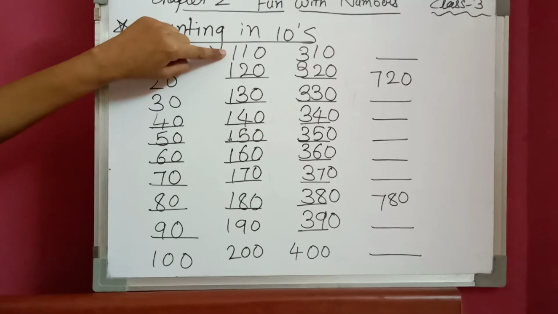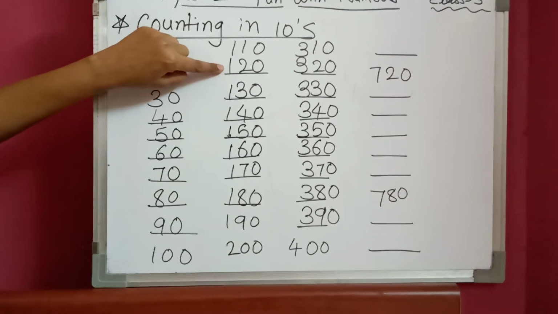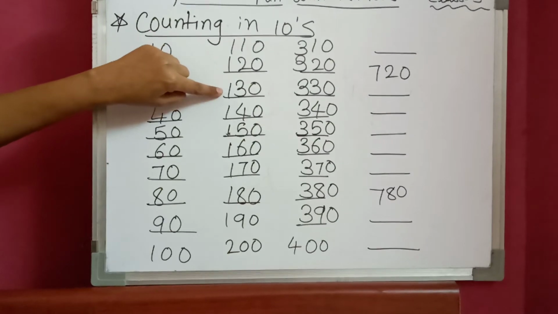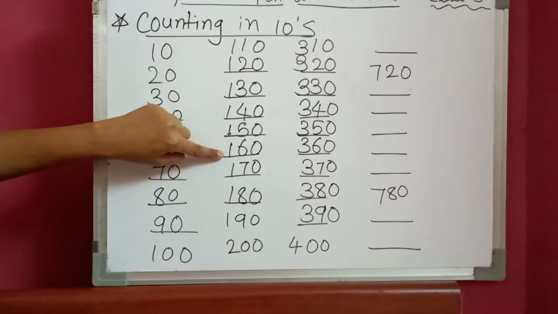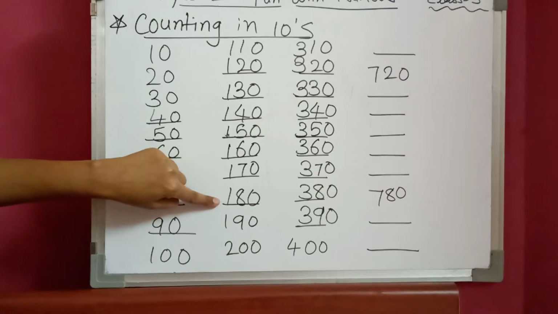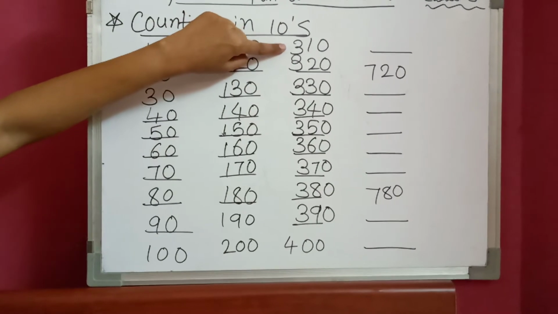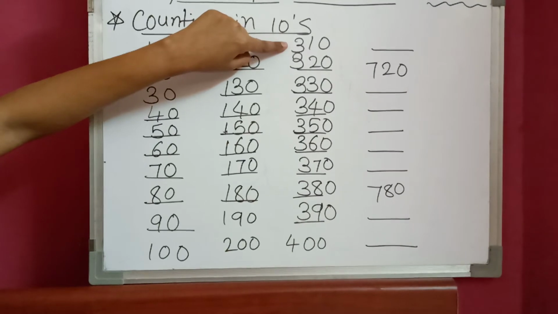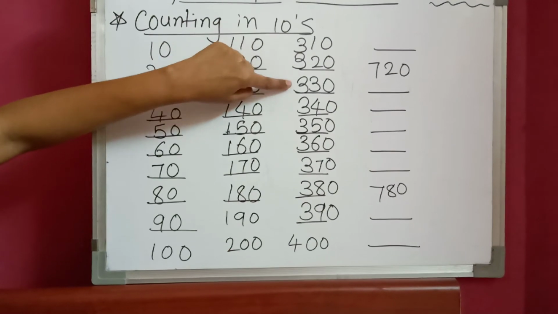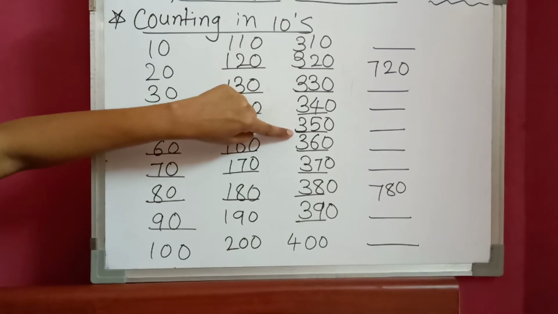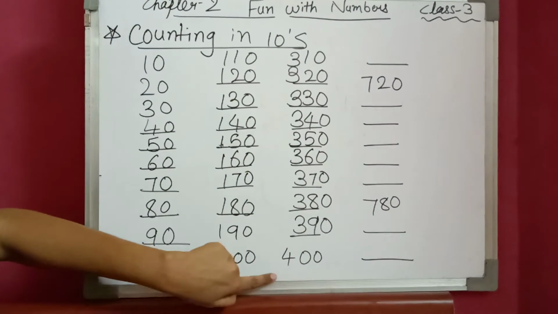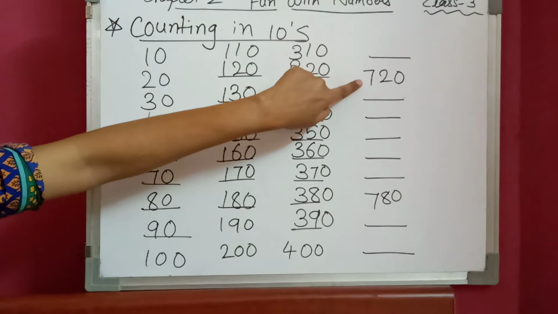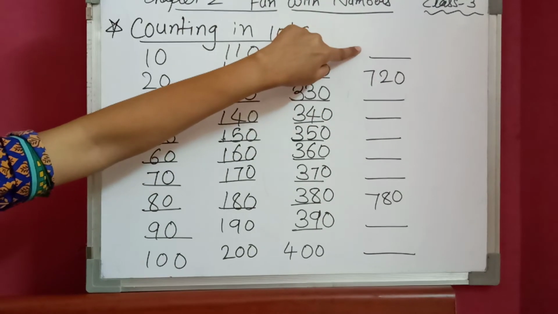So 110, when we add 10, we get 120. When we add 10 again, 130. Next numbers 140, 150, 160, 170, 180. Okay, so 310, we add 10, so we get 320, 330, 340, 350, 360, 370, 380, 390 and 400.